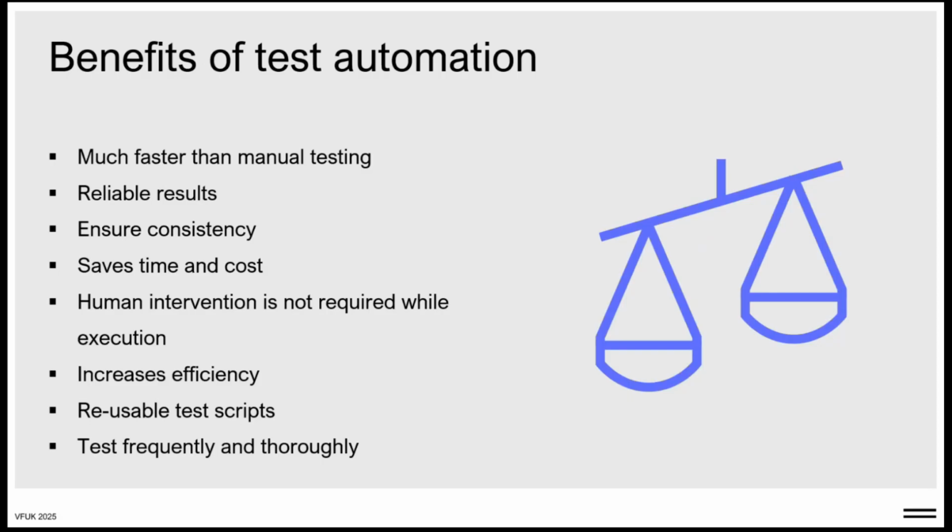There are several benefits of automating our testing. Automation gives us faster and more reliable results than manual testing. It increases consistency and reduces time and cost, and it also enables frequent testing and better reuse.